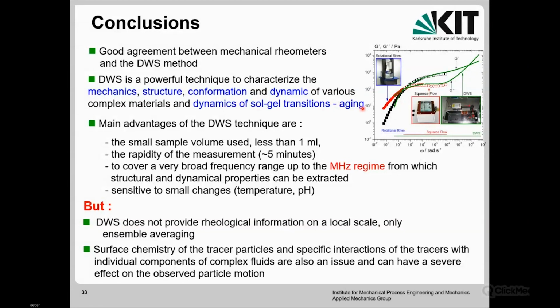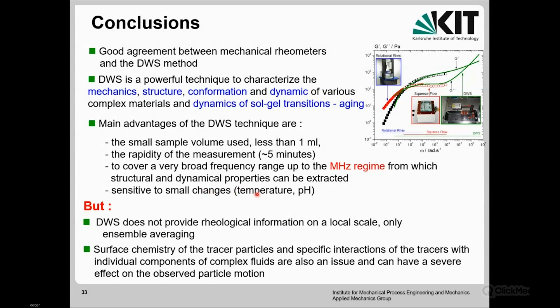Main advantages of DWS: a small sample volume is used, less than 1 milliliter; rapidity of measurements, 5 minutes; and you can reach a very high frequency regime where you can extract structural and dynamic properties. It's also very sensitive to small changes, for instance, temperature and pH.